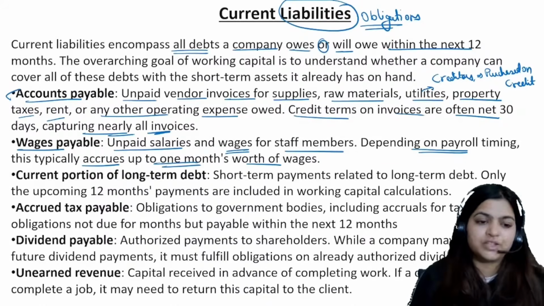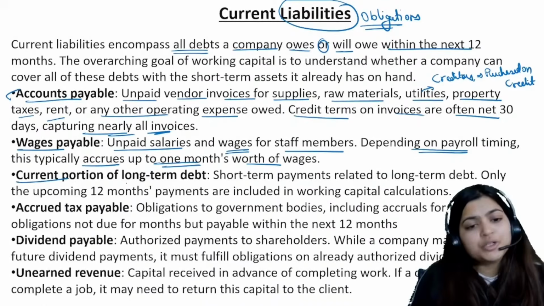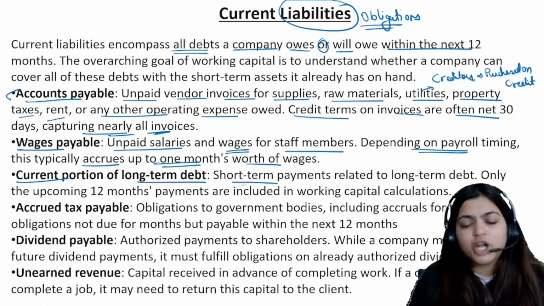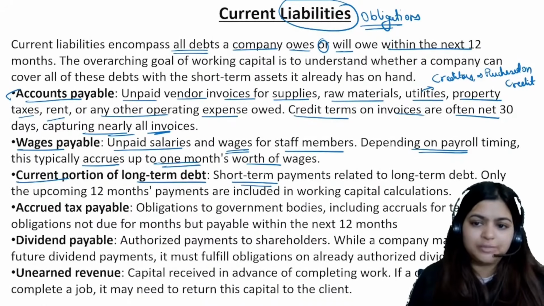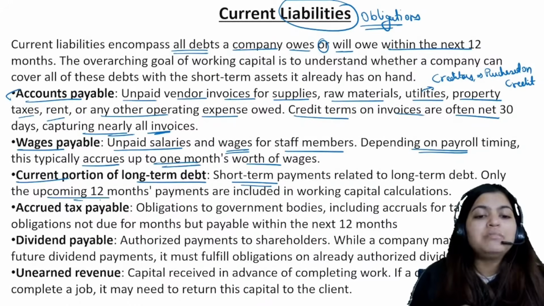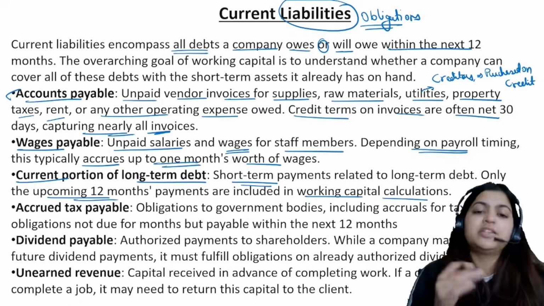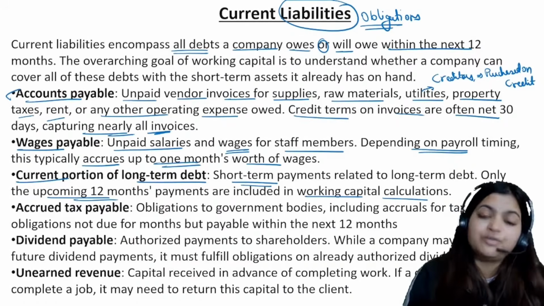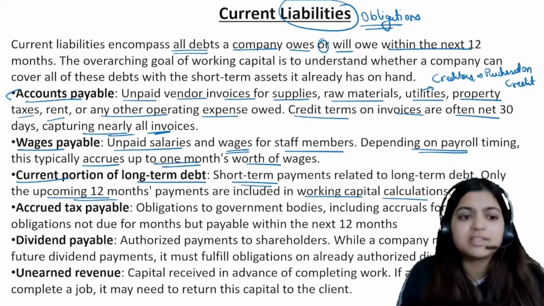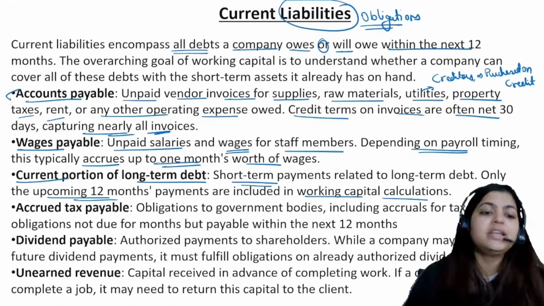worth of wages. Then current portion of long-term debts, any short-term payments related to your long-term debt. Yes, only upcoming 12 months payment are included in working capital calculations. If you think this amount of interest you need to pay in just 1 month, yes, or within 12 months, then that will be a part of your current liabilities.